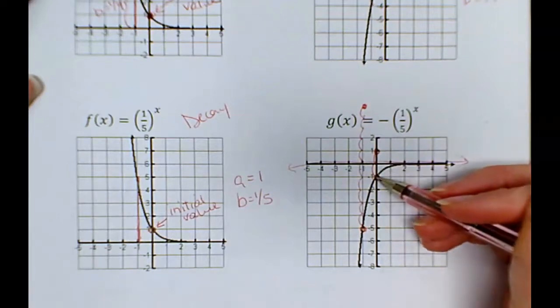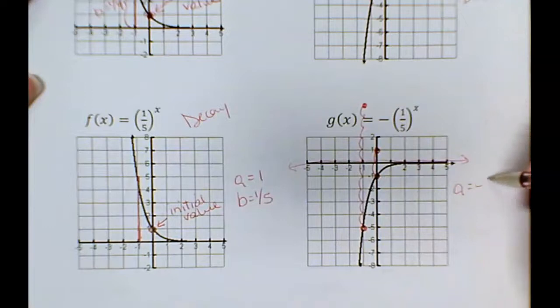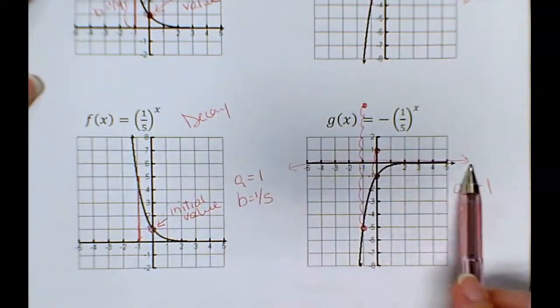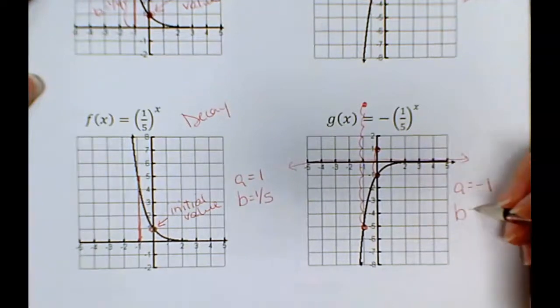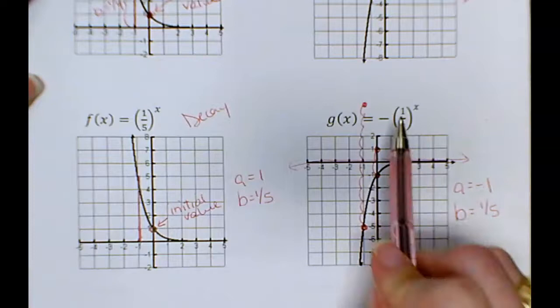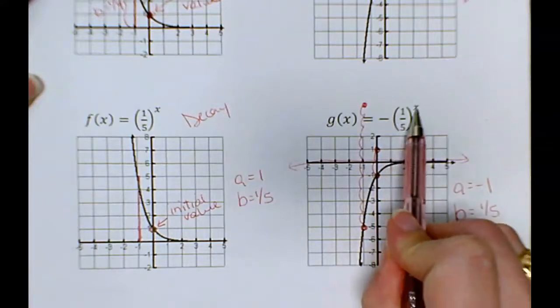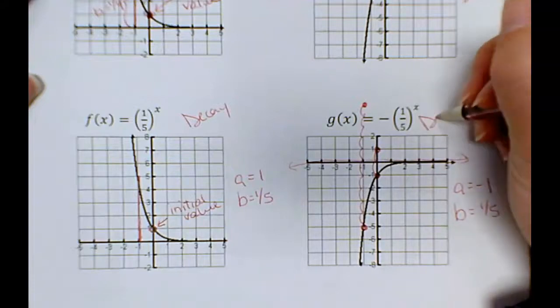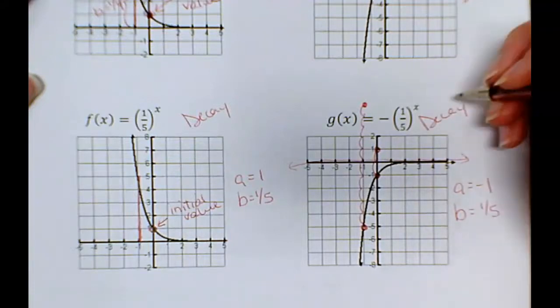This is still the initial value, so my a value is -1, which makes sense because the -1 appears here, causing the reflection over the x-axis. But my b value is still 1/5. It's not negative because that's the a value. The value that is being raised to the exponent is a positive 1/5, indicating that this is a reflection of a decay function.